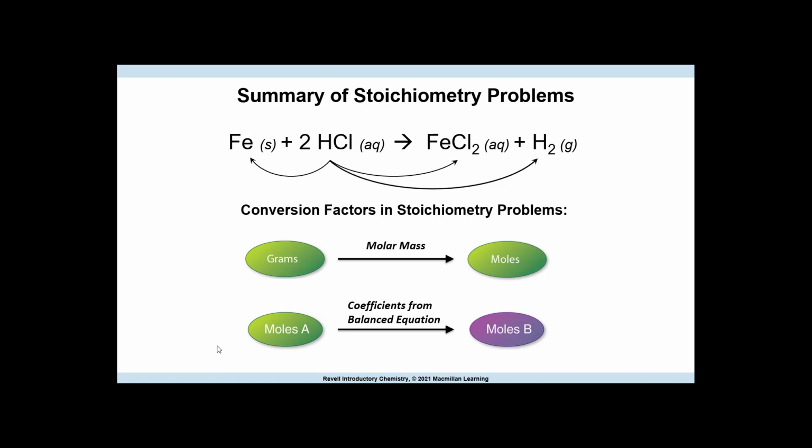Summary of stoichiometric problems. Using a balanced equation, we can relate the amount of any one substance to the amounts of any other substance produced or consumed. This type of calculation is called a stoichiometry problem. When working with stoichiometry problems, there are two common conversions that we make. For any substance, we can convert grams to moles using molar mass. And when relating moles of different substances, we use the balanced equation to create conversion factors.